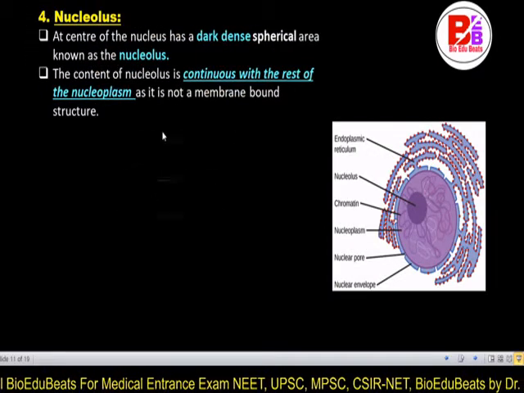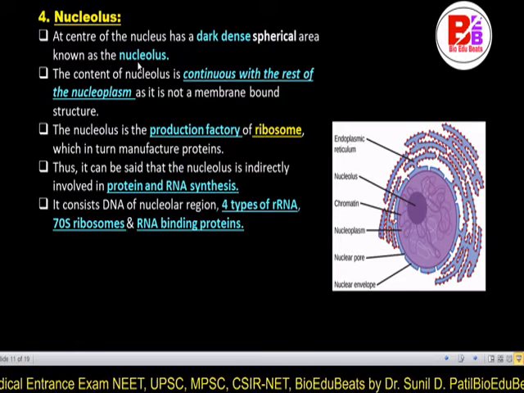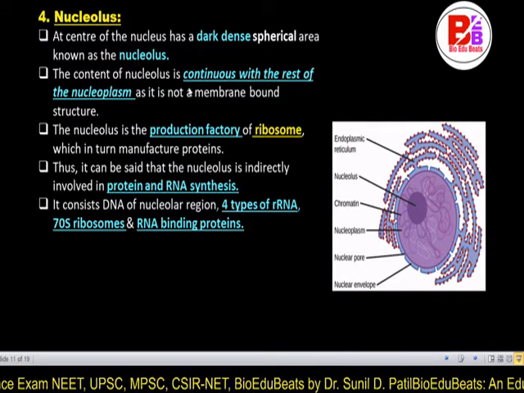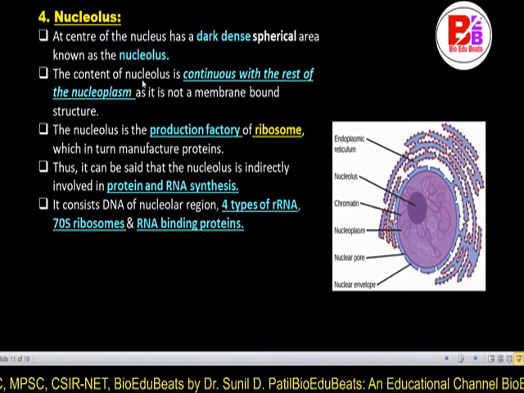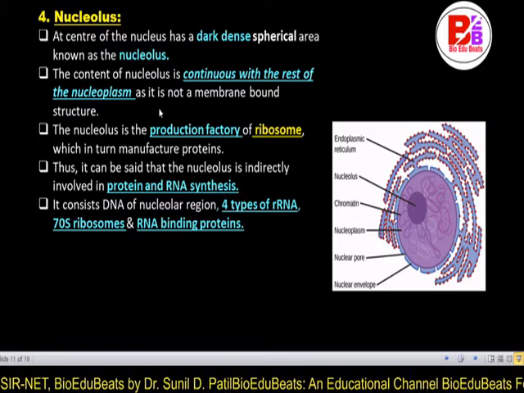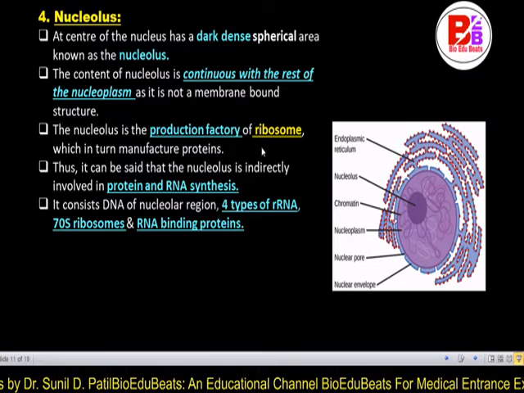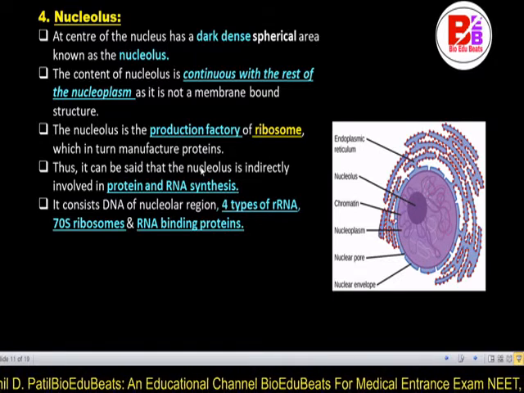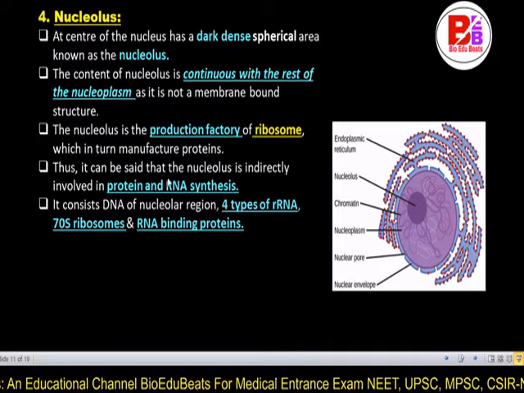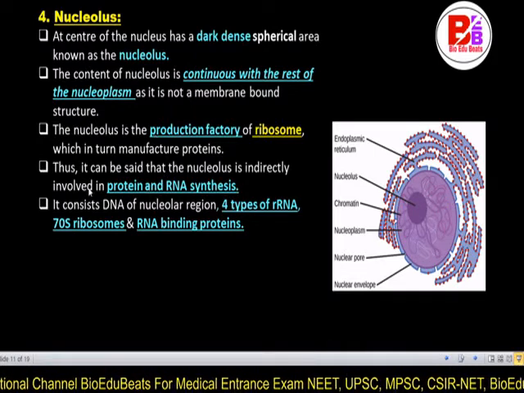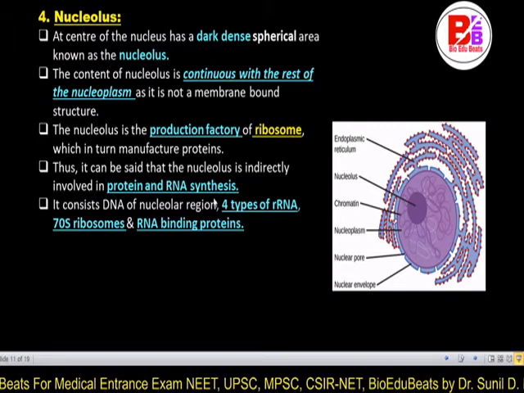The nucleolus is the fourth part. At the center of the nucleus is a dark dense spherical area known as the nucleolus. The content of the nucleolus is continuous with the rest of the nucleoplasm. Only it is the dense part. As it is not a membrane bound structure, the nucleolus is the production factory of ribosomes, which in turn manufacture proteins. So indirectly the nucleolus is also called the protein factory. Thus it can be said that the nucleolus is indirectly involved in protein and RNA synthesis.